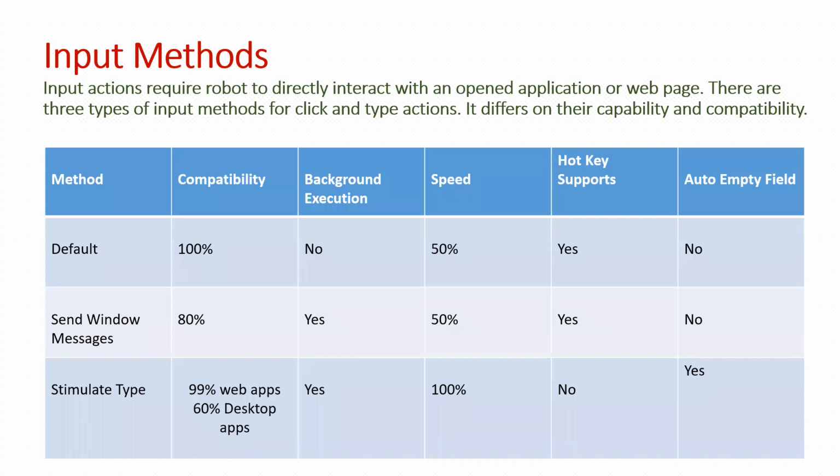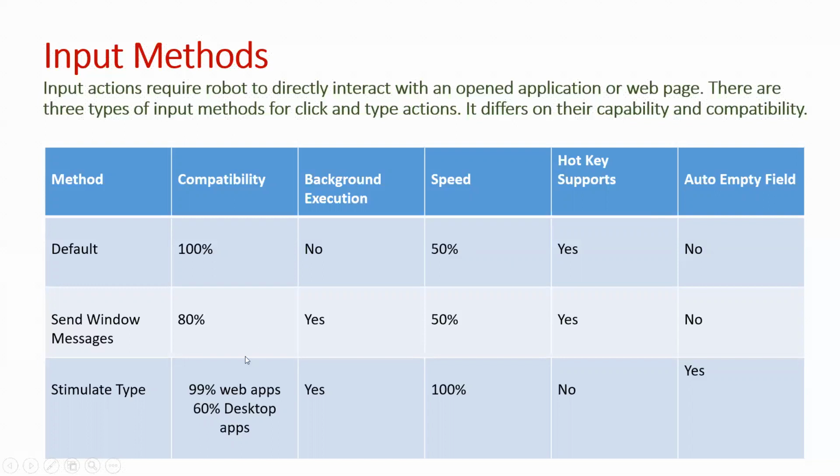I already told you there are three types of input methods: default, send window messages, and simulate type. They work based on different parameters like compatibility, background execution, speed, hotkeys, and auto empty field. First, we'll take the default method. Coming to compatibility, the default method gives 100% compatibility, but it doesn't support background execution. Coming to speed, it is 50%, but the default method supports hotkeys. The default method does not support auto empty field.